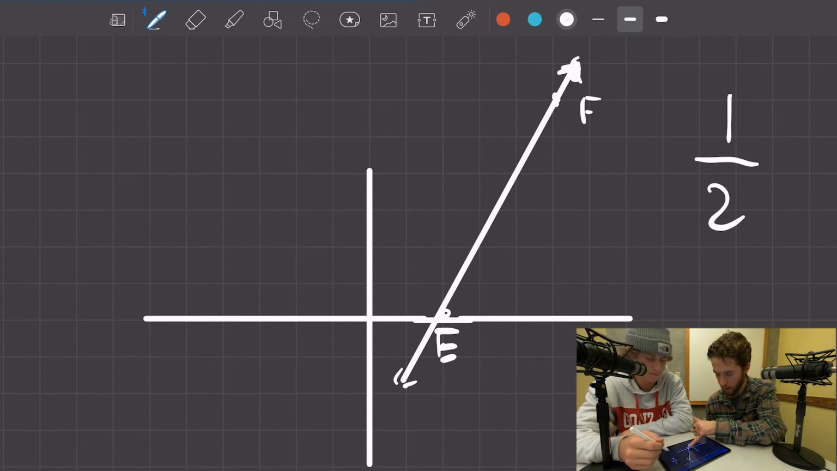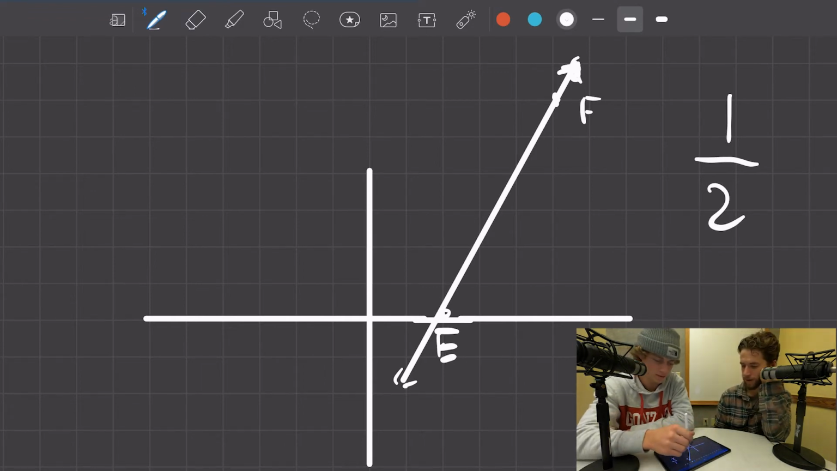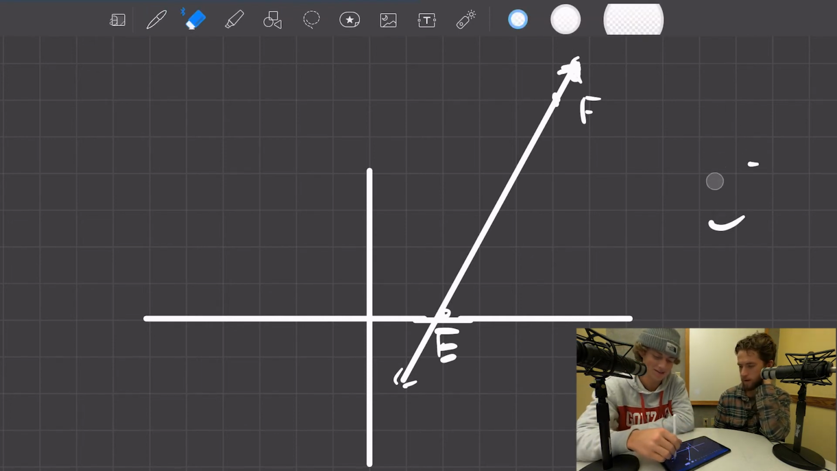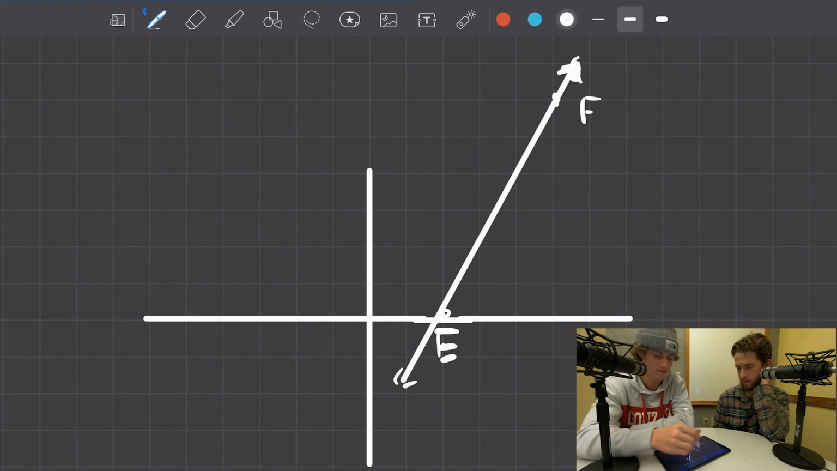Up 1 over 2. Oh wait, up 2 over 1. I'm veering off track here. It's rise over run. So how much do you go up? Every time you go over 1, you go up 2. I see. So up 2, over 1.